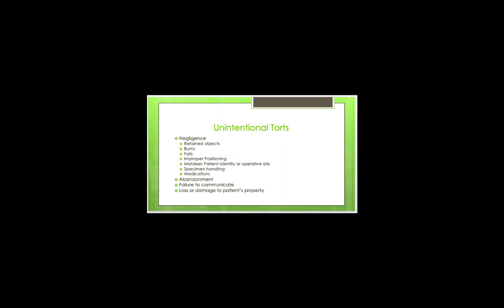Okay. Abandonment is an example of an unintentional tort that could be as simple as stepping away from the patient before properly applying safety belts onto that patient. So say you bring the patient in and you transfer them over to the bed and you're like, oh, I forgot a warm blanket. So you step away to get a warm blanket, leaving them unsecured to the OR bed, that is, without placing the safety belt across their lap first.